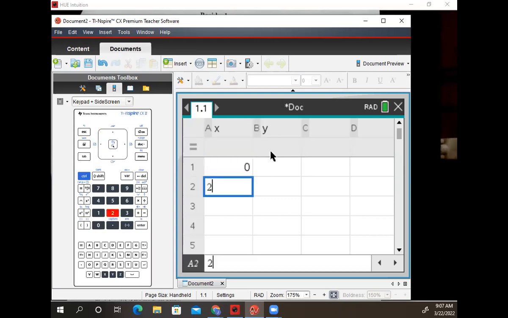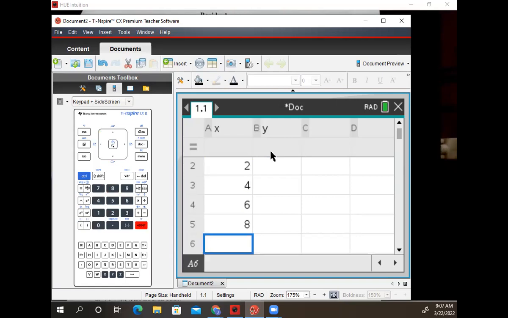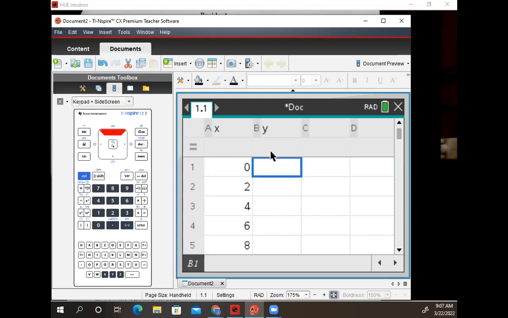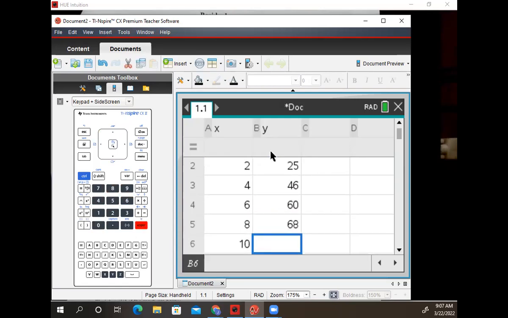So my time values are 2, 4, 6, 8, 10, and 12. And then I'm going to enter those speed values. Okay, and then again, don't forget to enter after you type in that last value. So I have just recreated the table that was on my paper in my calculator. Again, I called time the X and speed the Y.